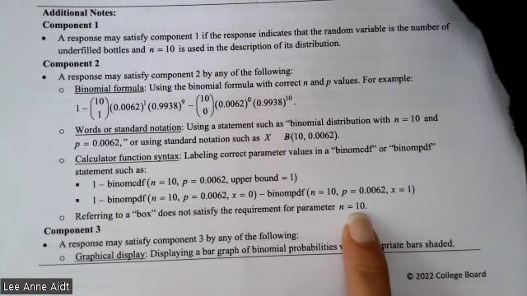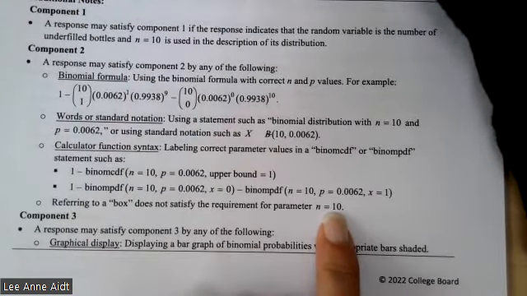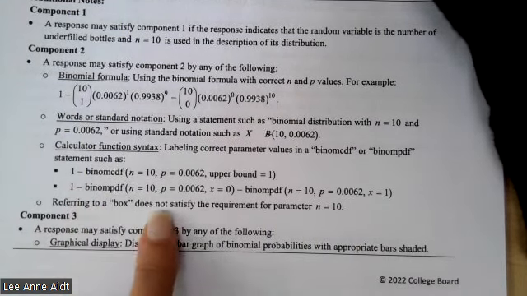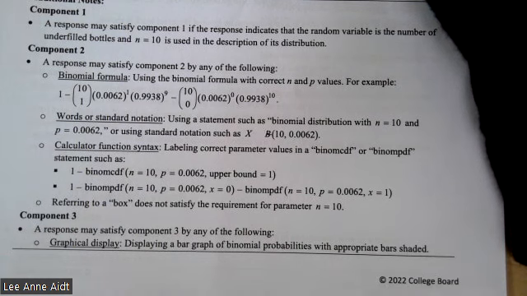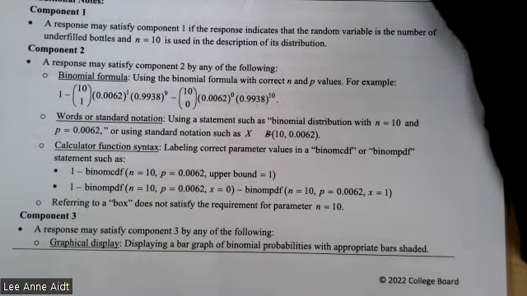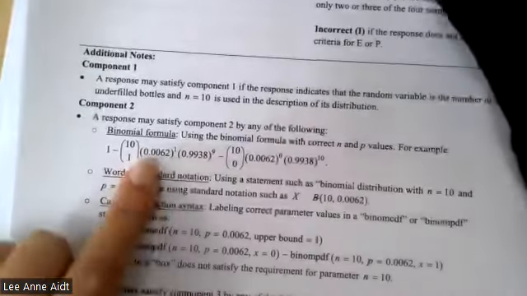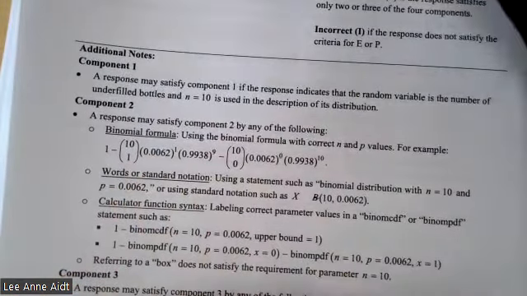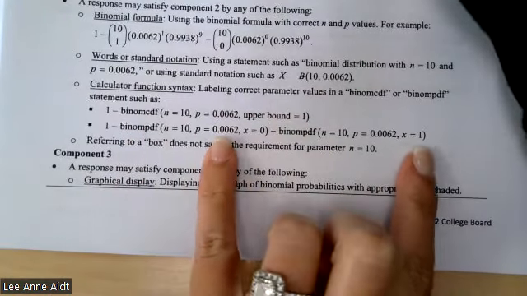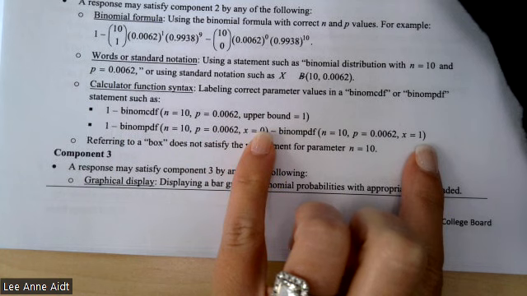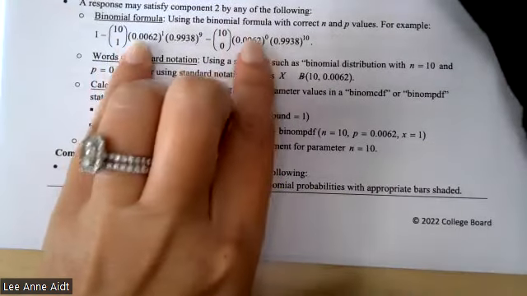We feel like I manually did binomial. I was not back on your first question still. Referring to a box does not satisfy the requirement for parameter n equals 10. Right, but the calculation part, the second question you had. So, you manually did that? You did binom PDF and added 0 and 1? No, I used the binomial formula. This. Yeah.